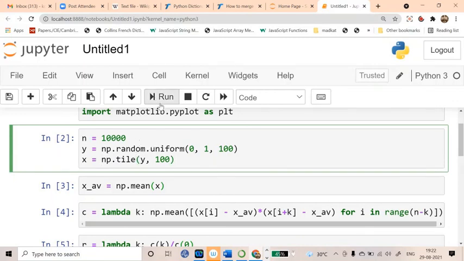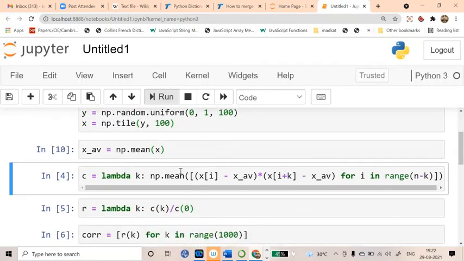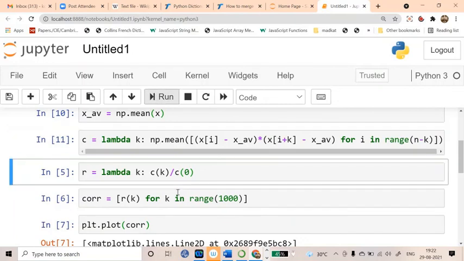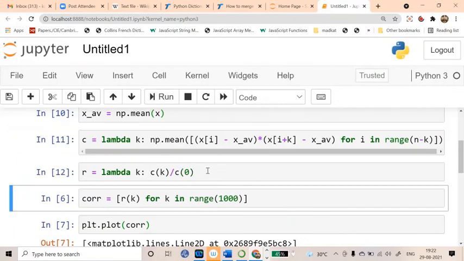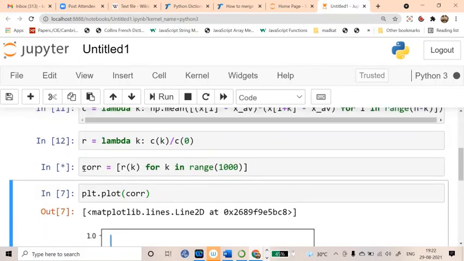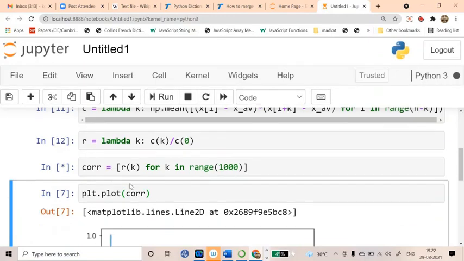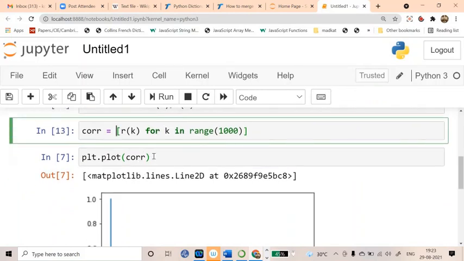Okay, let's run it. Let's run it again. Wait, it will take a little time. Unfortunately, we are giving 10,000 random numbers, so it will anyway take time. What do you expect? Yeah, done. What do you expect? Let's see.